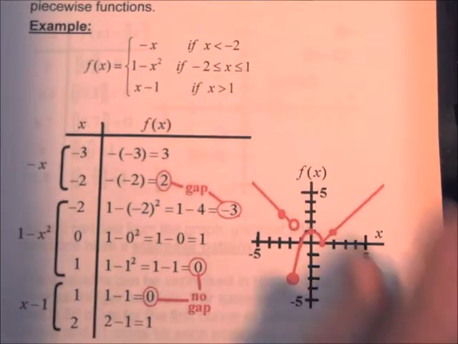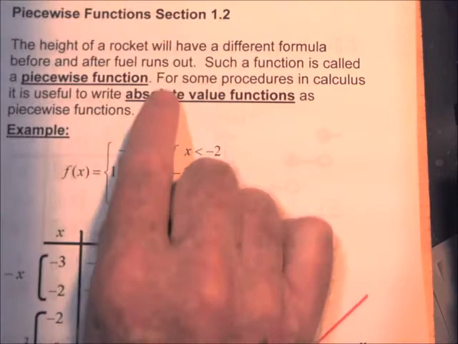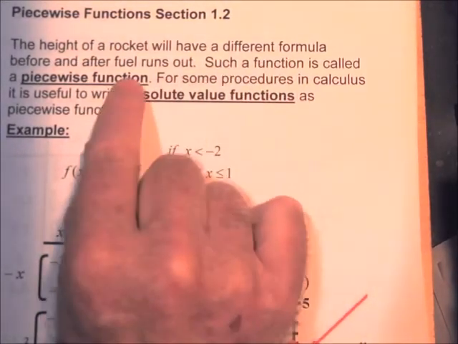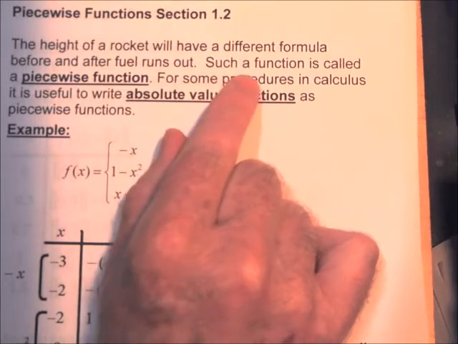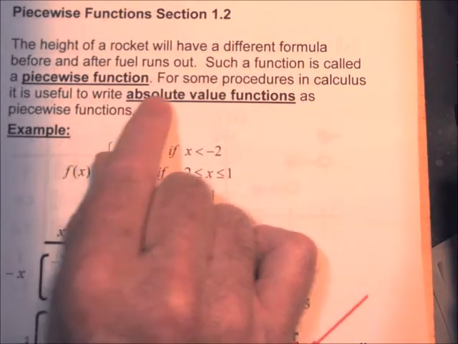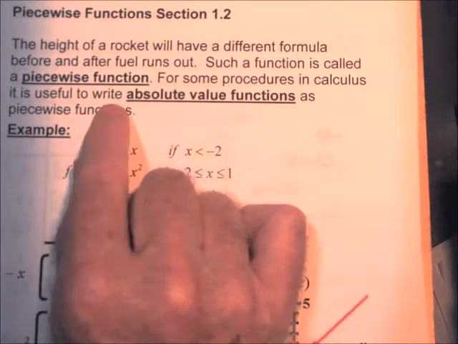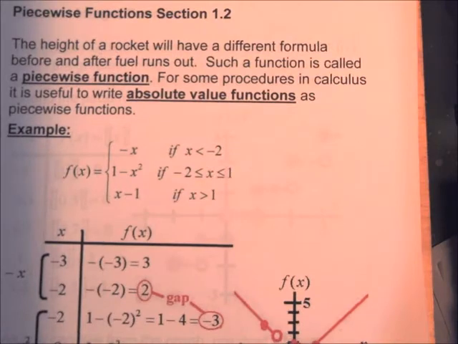Piecewise functions. The height of a rocket will have a different formula before and after fuel runs out. So if you want the full formula for the height of a rocket, that would be a piecewise function. For some procedures in calculus, it's useful to write absolute value functions as piecewise functions.